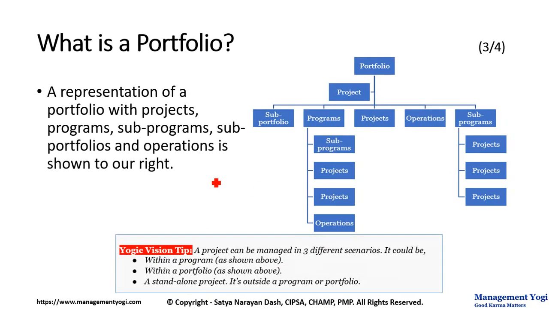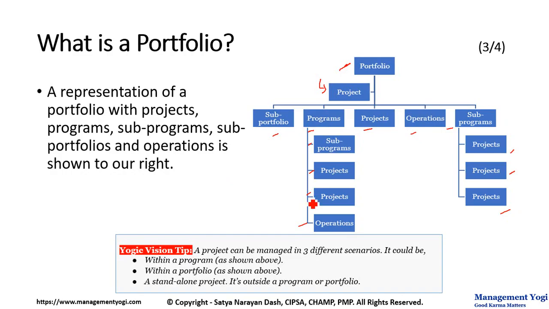Now here a representation of a portfolio is shown. On top we have the portfolio. Below that we have a component project. Under the portfolio we also have a sub-portfolio. Then you have programs, projects, operations, sub-programs. These are all components of this portfolio. Under programs we can have sub-programs, projects, again projects, operation. Under a sub-program we can have projects and projects. So this representation is with respect to projects, programs, sub-portfolio, sub-programs and operation.